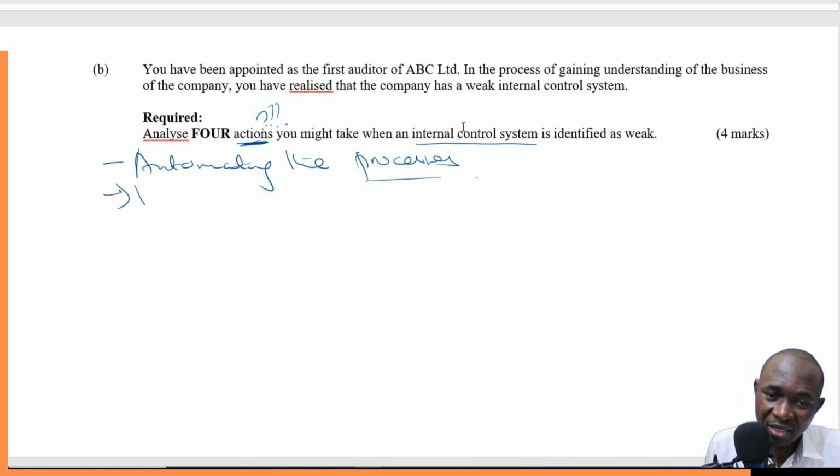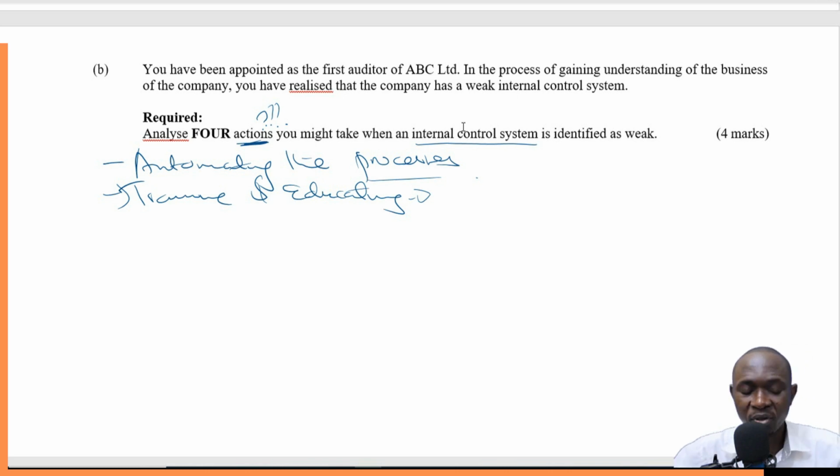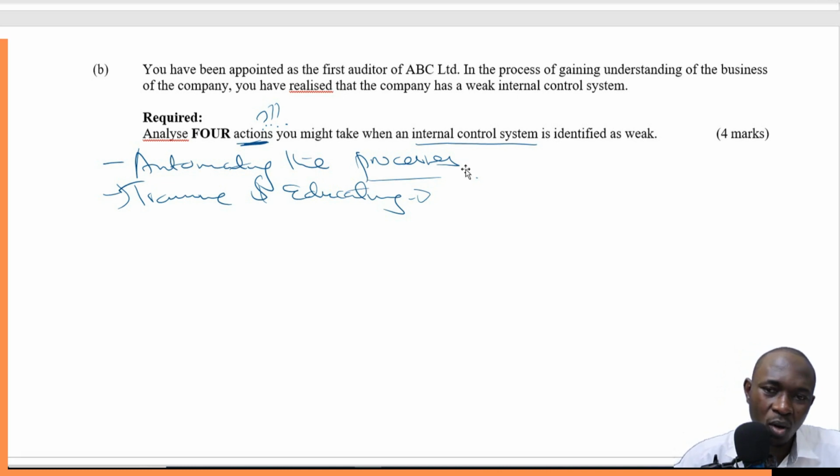Then you also have training and educating the staff so that they can embrace the importance of internal control. They should know how important it is and how to go about the internal control system enhancement.